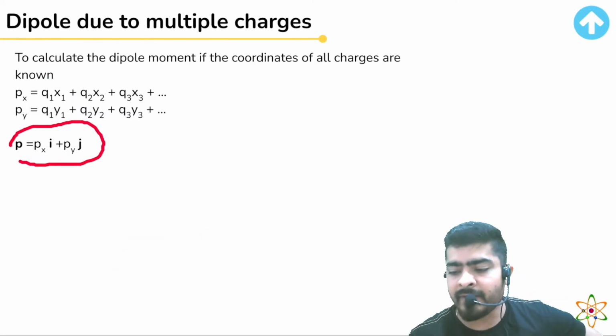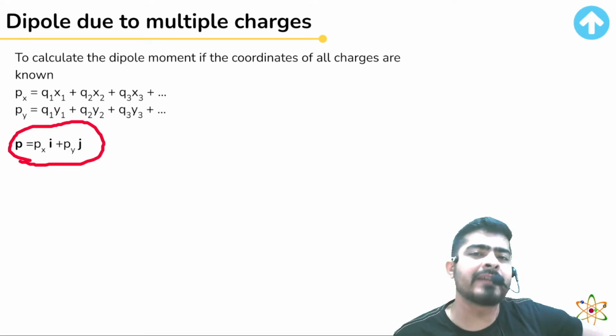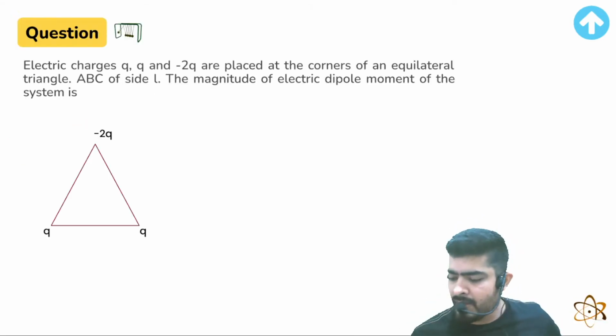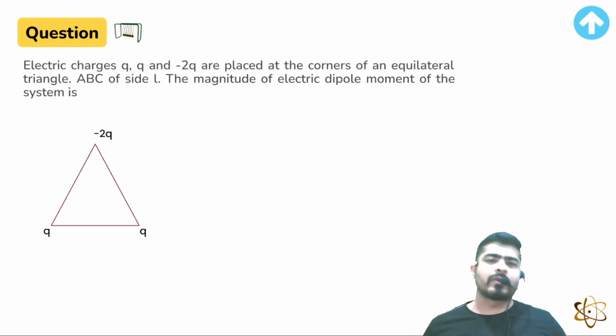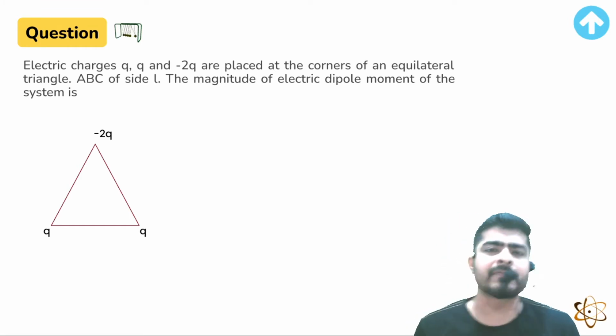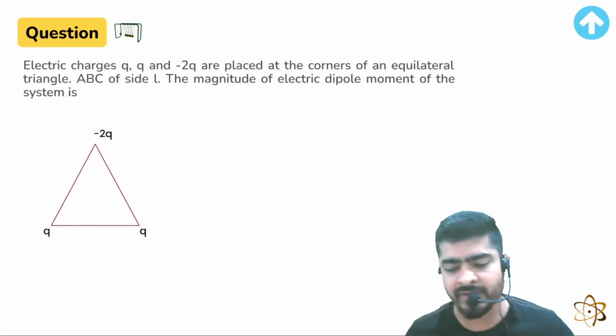Then finally we can find the dipole moment like this. It will be equal to px i cap plus py j cap. That's it. Easy formula. So try this question. This question can actually be solved in two different ways. I'll explain both ways, but first I want to see what's your answer.